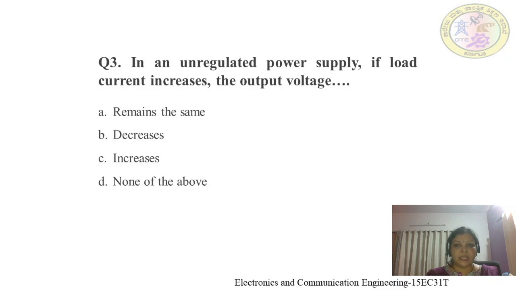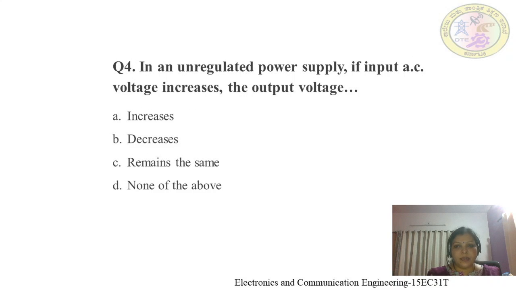Next question: in an unregulated power supply, if the load current increases, does the output voltage decrease or increase? When the load draws more current than its rating from the power source, then definitely the DC output voltage decreases. Hence the answer is B.